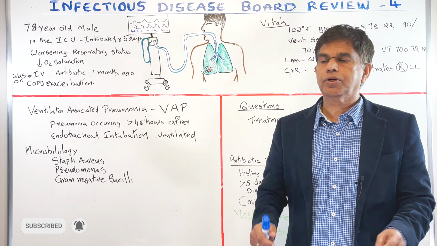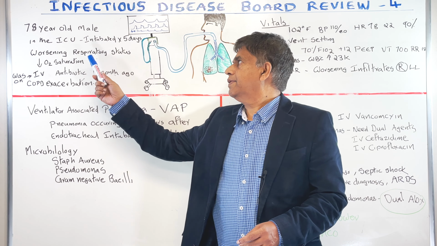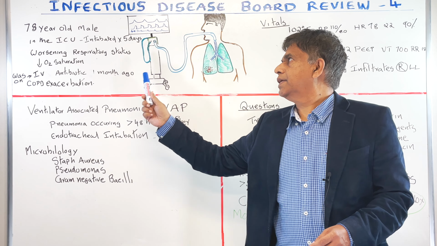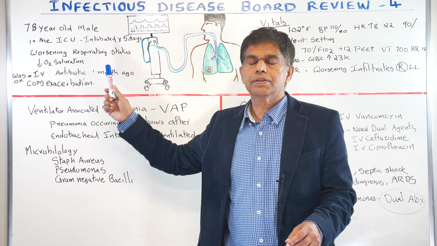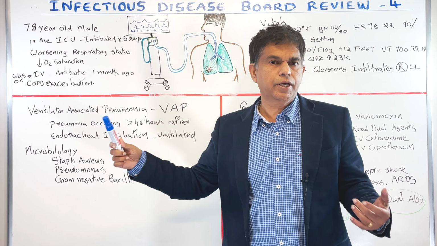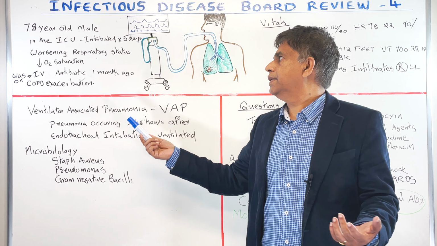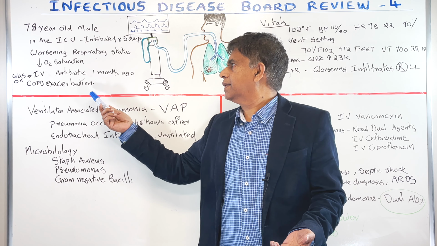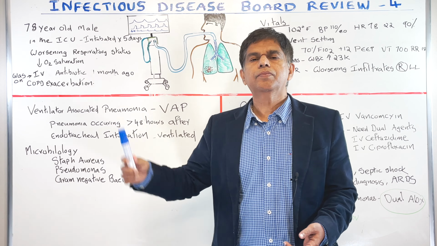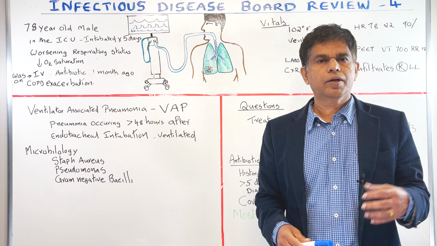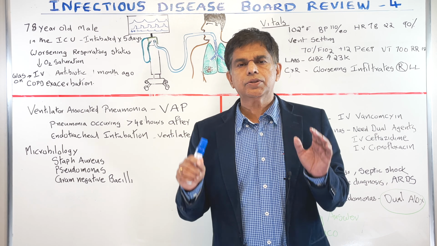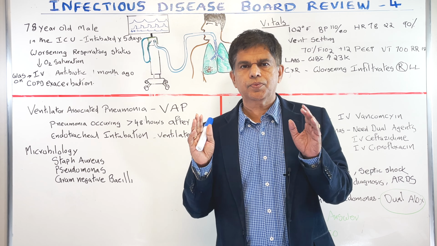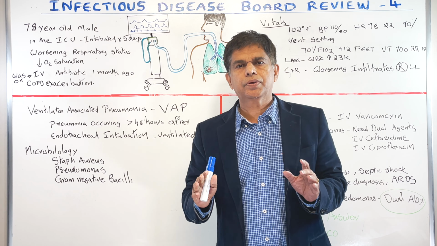So let's get into our topic. A 78-year-old gentleman was in the ICU. He was intubated for the past 5 days. Now his respiratory status has been getting worse. His saturation is decreasing. Past medical history: he was on IV antibiotics 1 month ago for a COPD exacerbation. So what is going on with this patient? That's the main question, and how do you treat that?